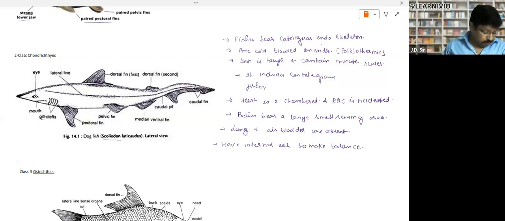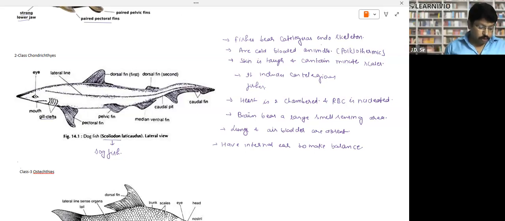Scoliodon is known as the dogfish. It is called dogfish because of its hunting and smell sensing capability.